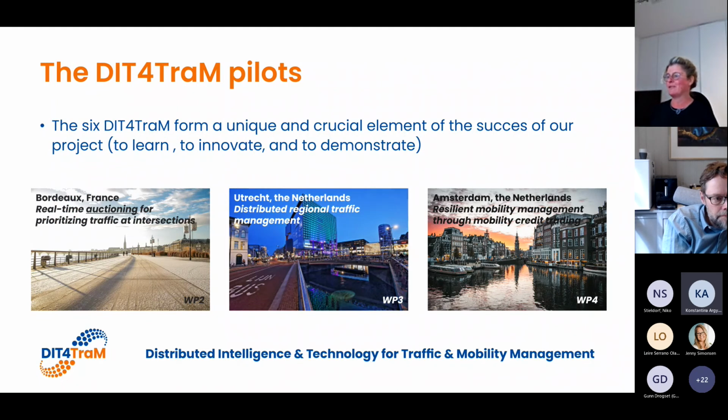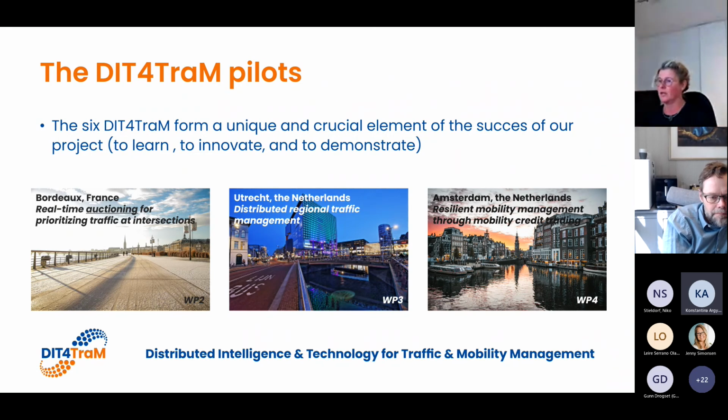The 6 pilots, I found it very interesting to see what pilot locations you're looking into. We have 6 completely different ones. The first one is related to the first work package, related to a local intersection that we're looking into in Bordeaux in France, where we have real-time auctioning between the different participants that approach an intersection.